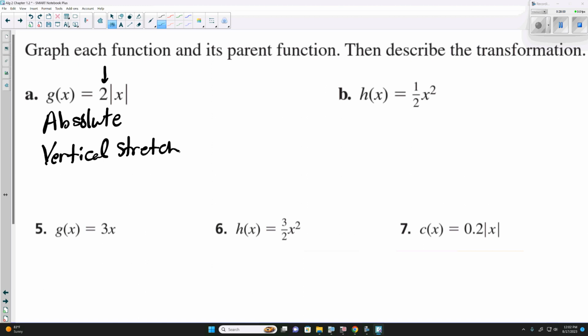Now we will say that it is a vertical stretch of, and we list the amount that it's stretching. Well, what is our value of a? So we say that this function has a transformation that is a vertical stretch of 2. We just list how much is being stretched by.